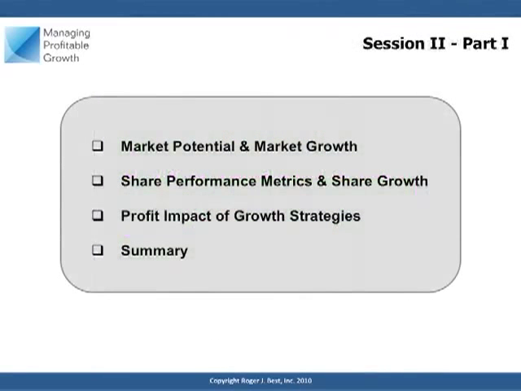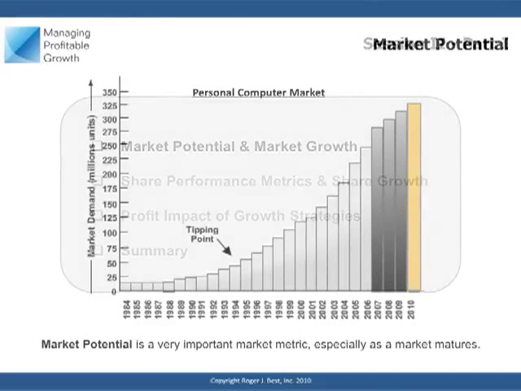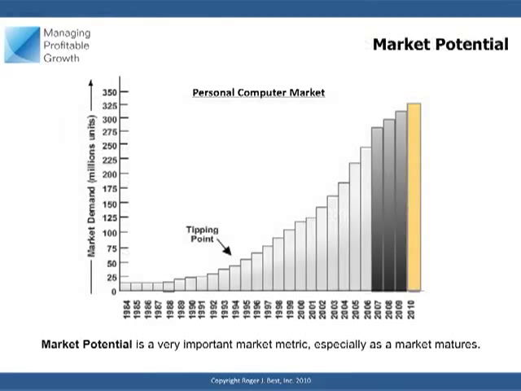Session 2 is divided into 5 short parts with an immediate focus on market potential and market growth. Market potential is a key market metric that shapes market growth and signals when market saturation is nearing. For example, what is the maximum market demand for personal computers, and when will this market near saturation?